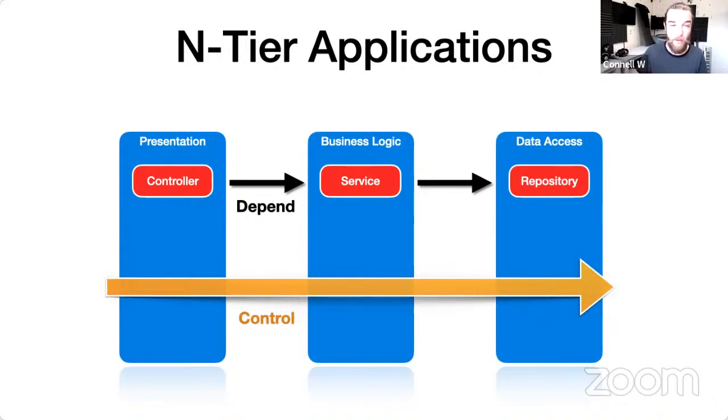So for example, if I put a breakpoint in at my data access layer, and then I looked up the call stack, I'd be able to see that that was being called by the business logic layer, and I'd be able to see that that was being called by the presentation layer. So it's like the method calls, the flow of control.